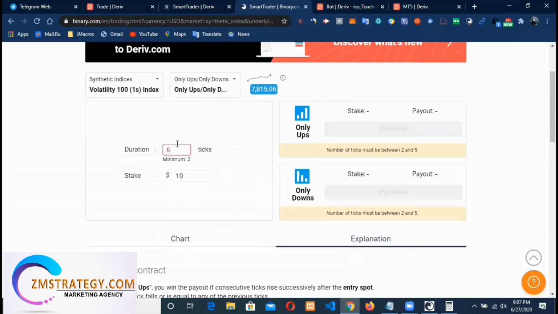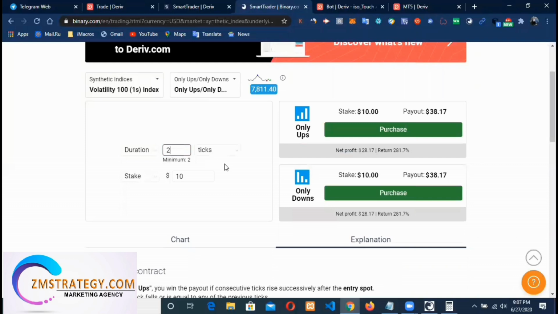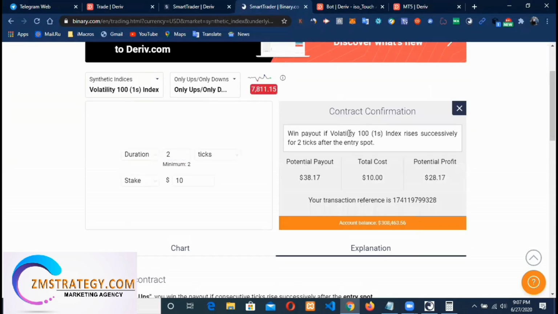So now, only up and only down. Only up and only down is also the same thing as if you are trading on rise and fall. Now you can see that the percentage is very high. If you are saying that the market goes only up, it means that let's say we are using two ticks, the minimum is two ticks. If you are saying that the market goes up, it means that the first two ticks must go up.